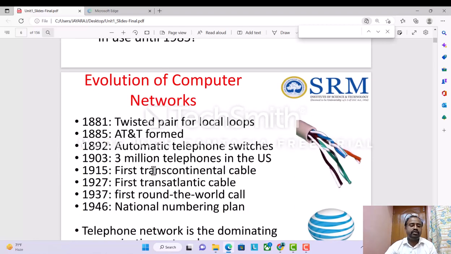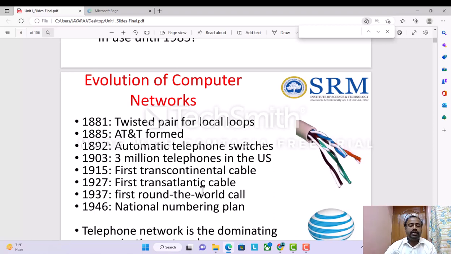Then these are all the various evolutions. See, twisted cables, these are the cables you can see in the diagram. Then AT&T cables, then telephonic switches. Then in 1903, after communication had been achieved electronically, 3 million telephones were used in the US. Then transcontinental, where they connect the continents using these cables. Then round world call, then national numbering plan.